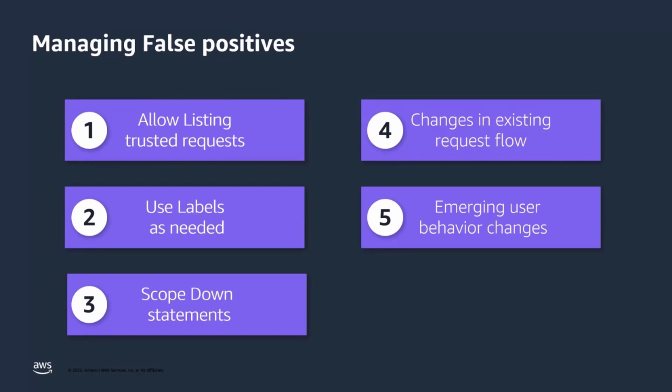Scope down statements. Instead of applying some of these advanced rule sets to the entire website, you could scope it down to certain aspects, even certain pages or certain geolocations and things like that.